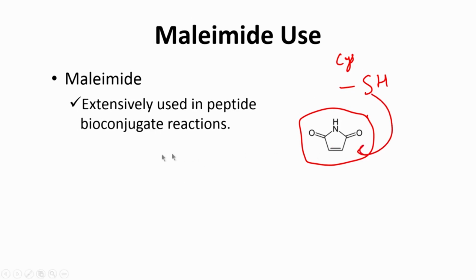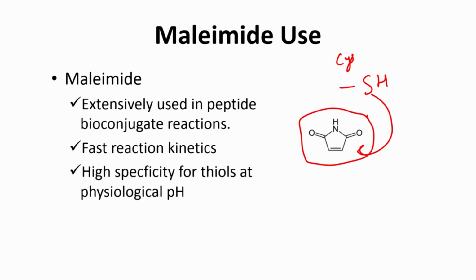So, this is again very extensively used in peptide bioconjugate reactions, but here they are now proposing to use it with hydrogels. The reaction kinetics is very fast, as you will see in the rest of the data in this paper. This has very high specificity for thiols. At physiological pH, which is what we are looking at for most biological applications, this maleimide group has a very high affinity and specificity for thiols. So, it will not have too many side reactions going around. So, let us see what they have done in this paper.